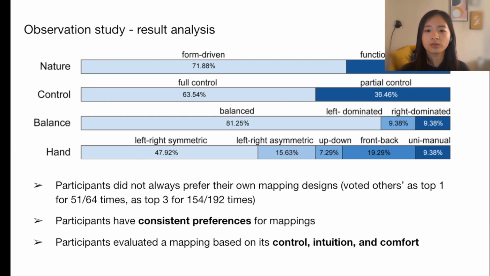In the vote phase, the participants did not always prefer their own mapping designs. They also have consistent preferences as each tested avatar only had 1 or 2 top-voted designs. The interviews also revealed that the participants prioritized control, intuition or structural similarity, and comfort when voting for the designs. We therefore optimized these criteria in our mapping generation algorithm.